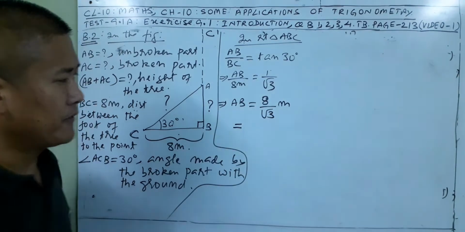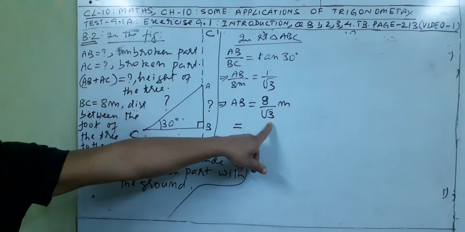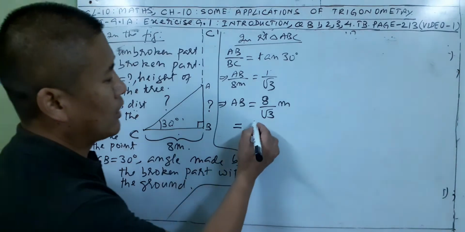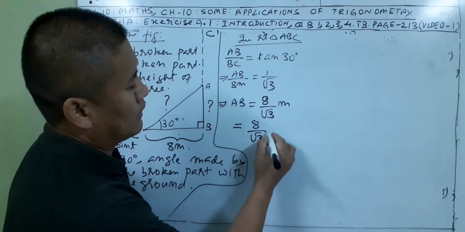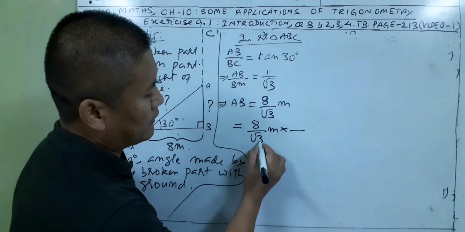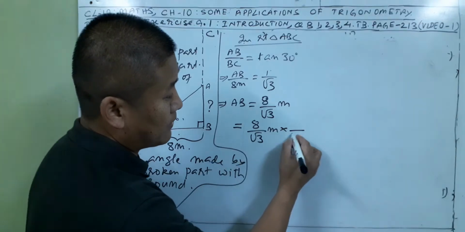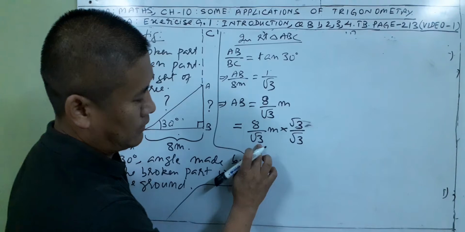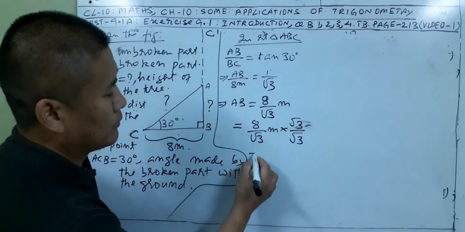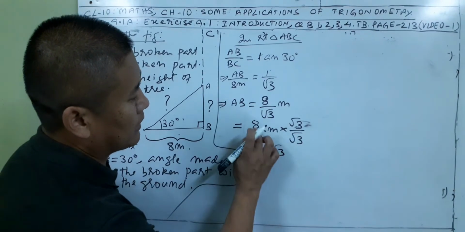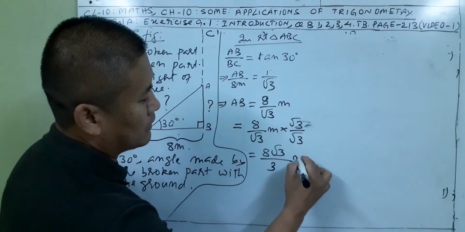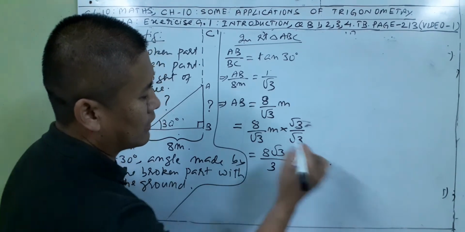We learned this from our previous chapter that when there is an irrational number in the denominator, we remove it, or rationalize the denominator. How do we do that? We write the same number, multiply root 3 by root 3, so the same one you put up and down. Then the denominator will get the root removed. So that will be equal to 8 root 3 divided by 3 meter. We may keep this one as equation 1.